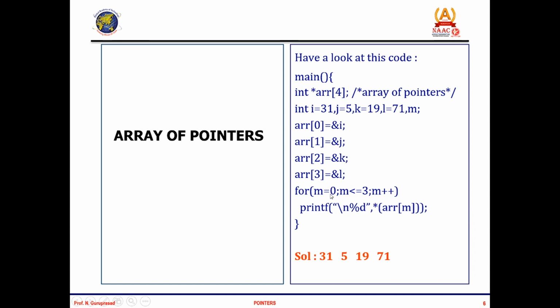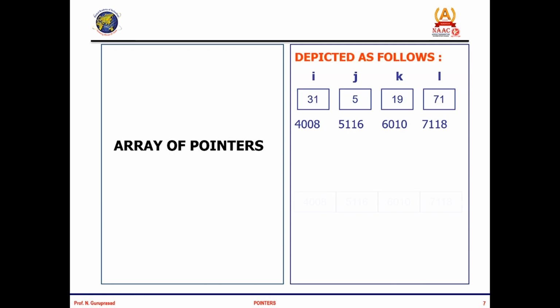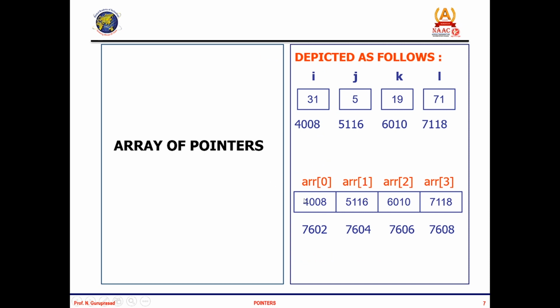So initially the value of m is 0. So star ARR of m means star ARR of 0. Now what is ARR of 0? ARR of 0 is 4008, right? And star ARR of 0 is nothing but star 4008, correct? What does it mean? We have already seen star 4008 means go to address 4008 and pick up the value there. What is it? 31, right?